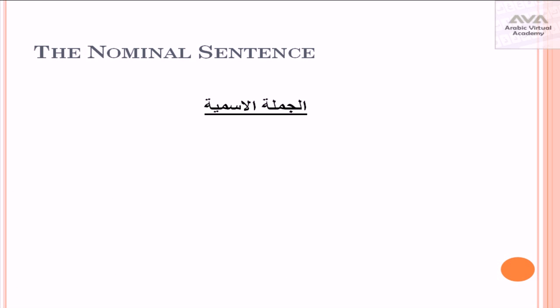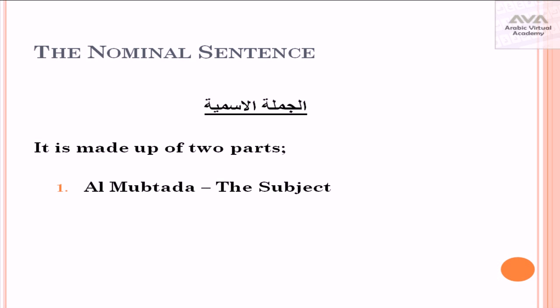The Jumla al-Ismiyya is made up of two parts. We have what's called the MUBTADA, and we have what's called the KHABR. The MUBTADA is the subject of the sentence, to make it simple. It's the thing that you're talking about. And then we have the KHABR, or the information, or as we call it in English, the predicate. It's that information about the subject that we're talking about.